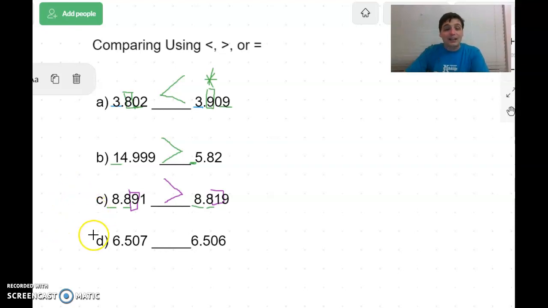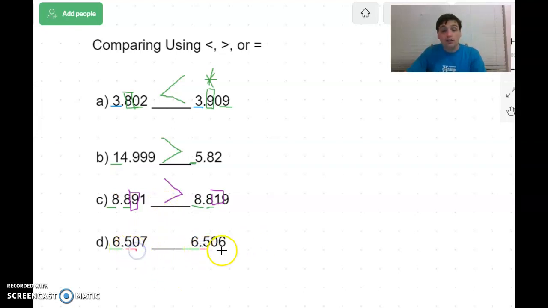So we're back. Let's talk about this problem. Let's look at our problem now. We have 6 ones in both of them. Let's change the color. Let's go to red. I have 5 tenths, still the same. 0 hundredths, still the same. My thousandths, 7 thousandths here, 6 thousandths here. I know that 7 thousandths is more than 6 thousandths, so my answer is greater than.